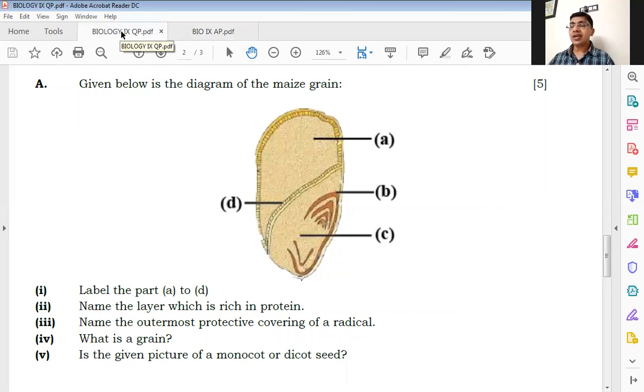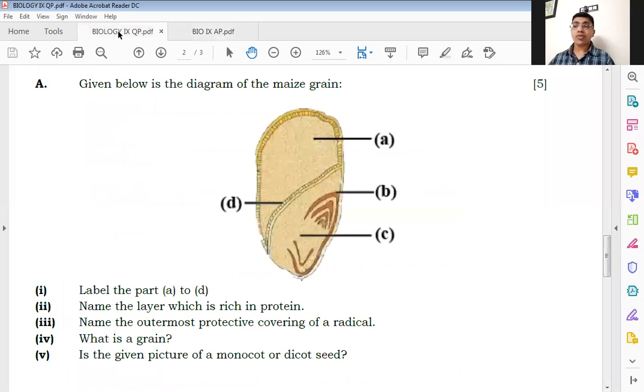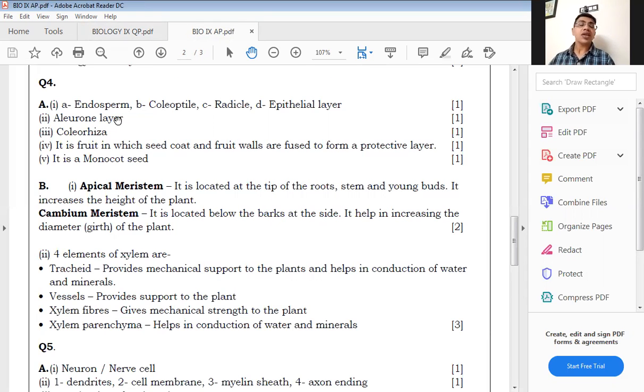And then let's talk about the fourth one, that is this D part here. Let's see the answer, and it is nothing but an epithelial layer of cells. So that is about all the labeling part. Let's now go to the second question based on the diagram. Name the layer which is rich in protein, and the answer is aleurone layer.